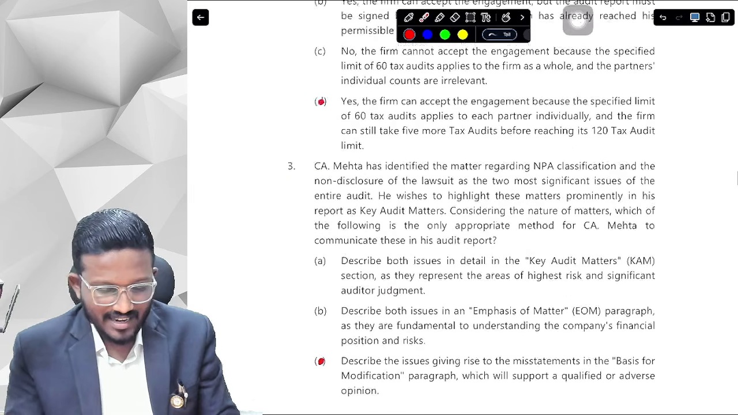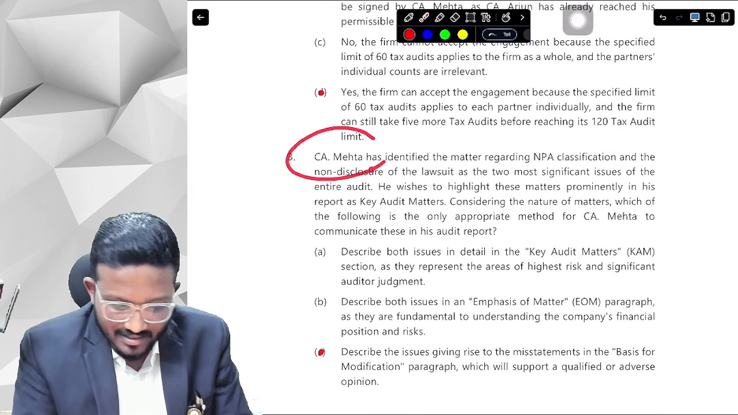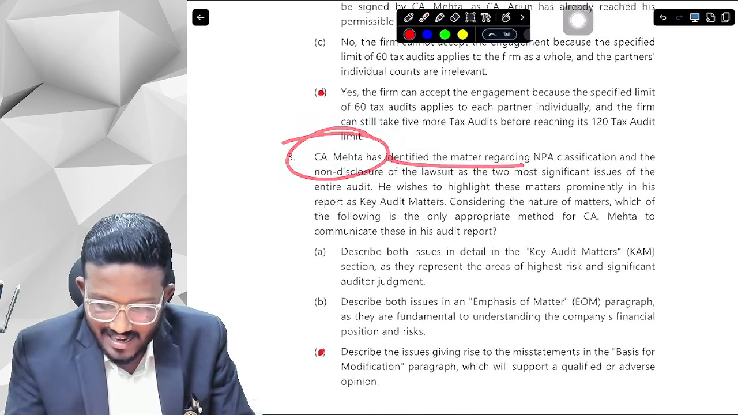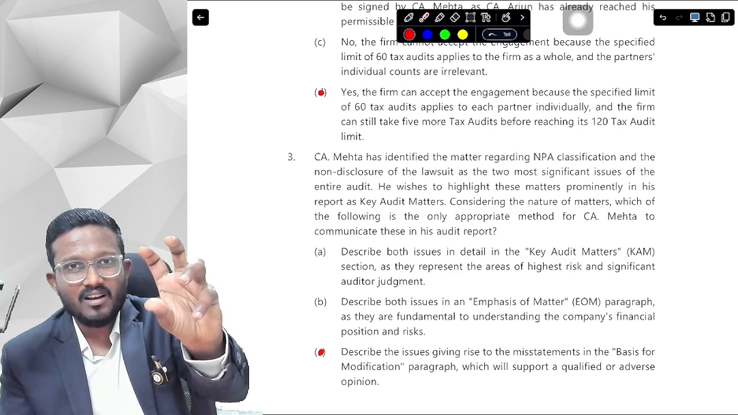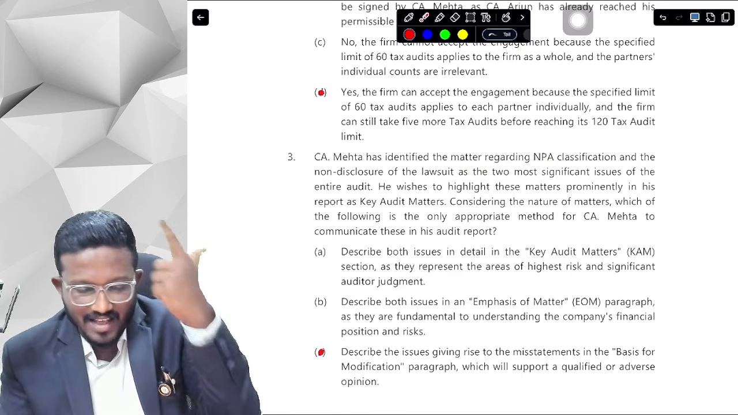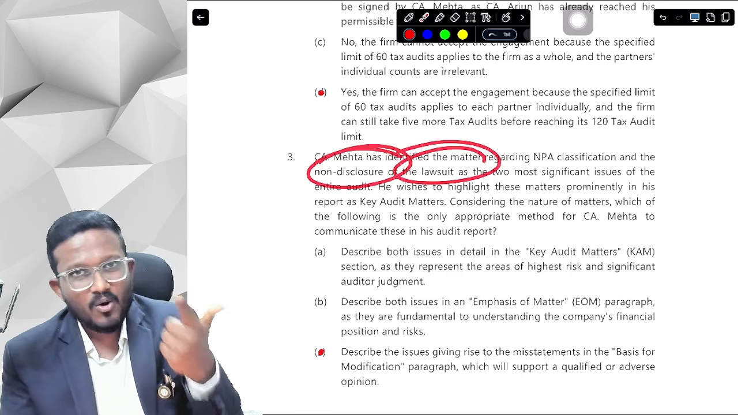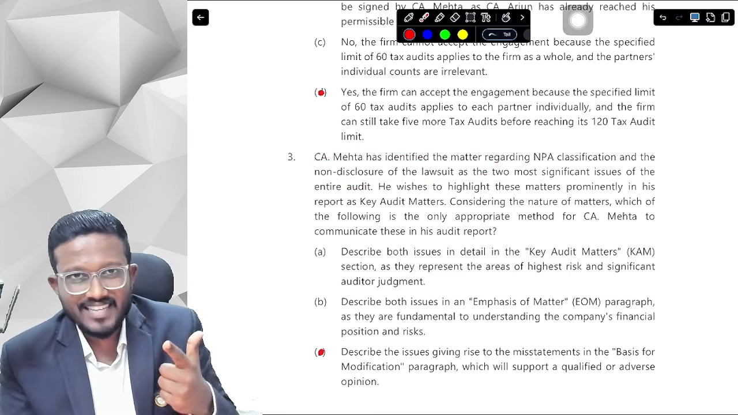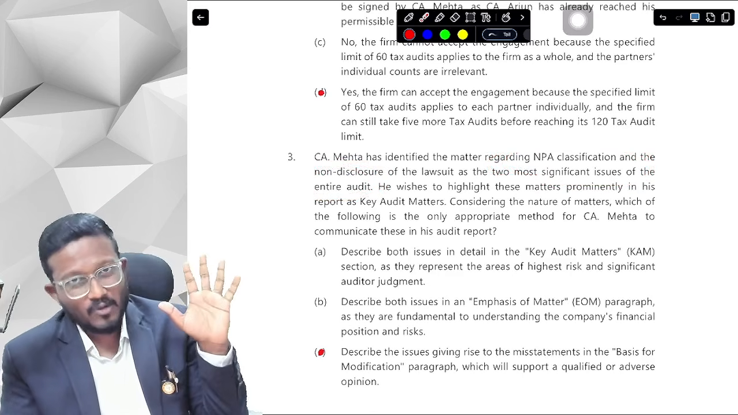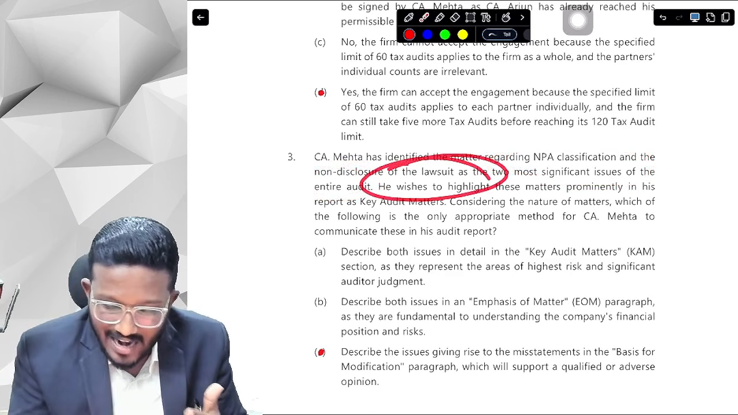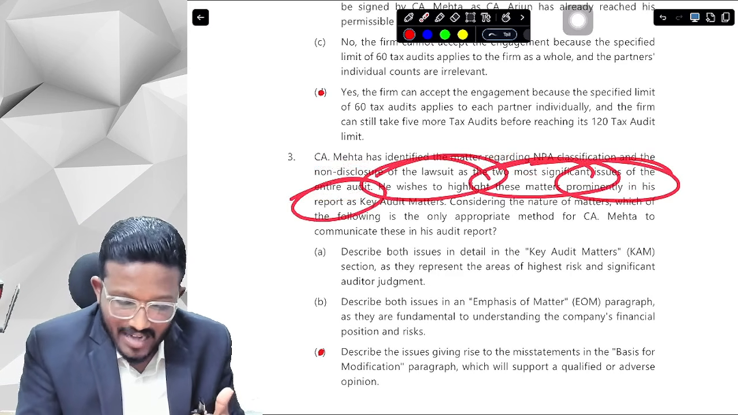Next is question number 3. What does it say, sir? There is CA Mehta who has identified the matter regarding NPA classification and non-disclosure. So there is an incorrect NPA classification and then there is a non-disclosure of a lawsuit. These are the two things in the case scenario, and these are the most significant issues for the entire audit. Second, we need to highlight these matters prominently in our report as key audit matters.